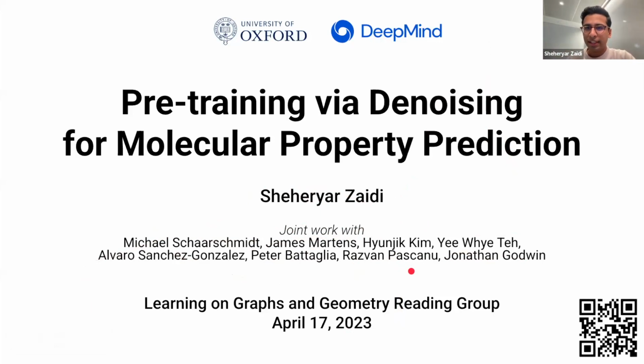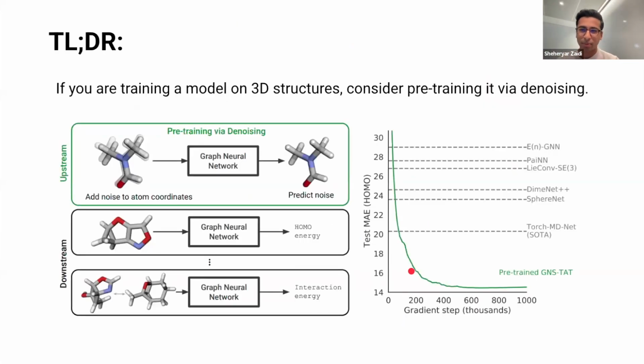Okay, so the TLDR of this paper is as follows. If you were to leave the presentation right now, this is the thing you should take away: if you're training a model on 3D structures, meaning the atomic coordinates of a molecule go into your model and you predict something, then you should consider pre-training it via denoising. This presentation is about exactly how we did the denoising, why you would want to do the denoising, and then experimental results around that.